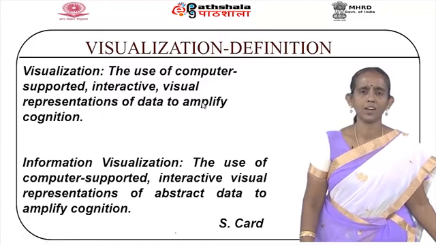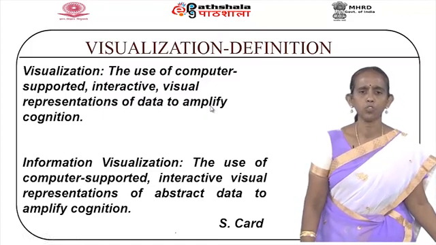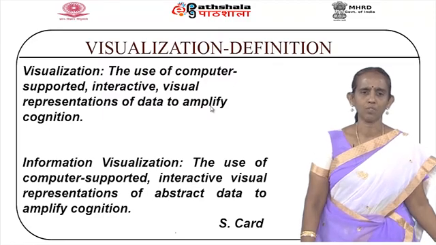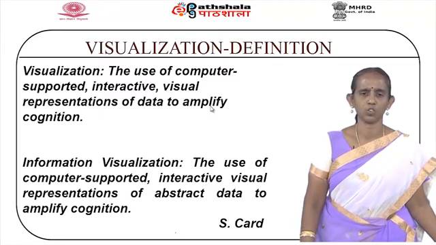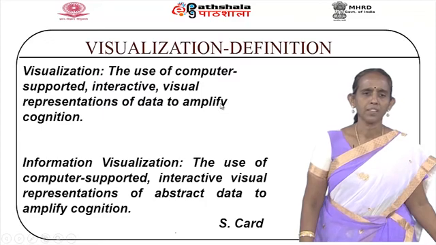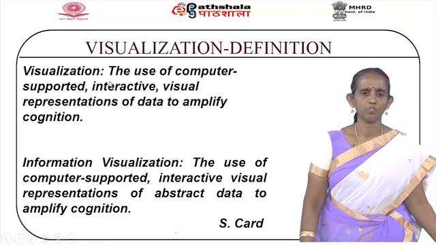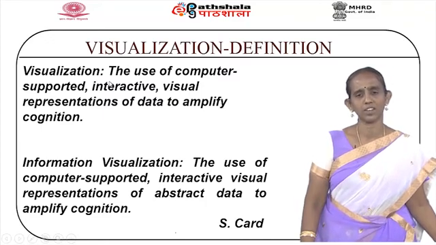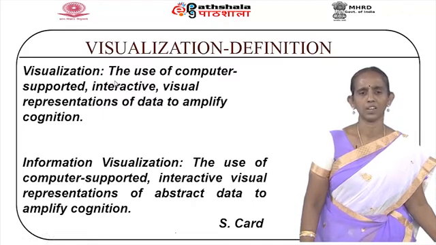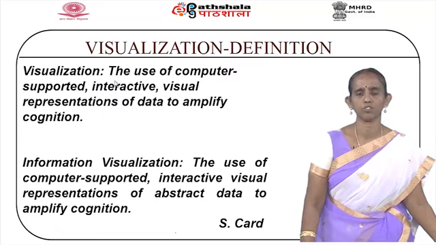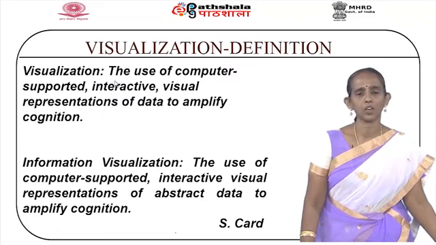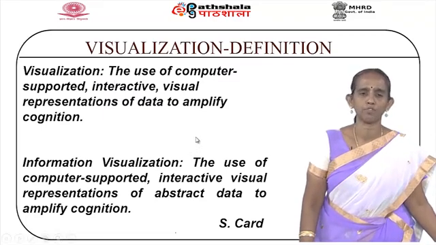So the entire definition goes like this: the use of computer-supported interactive visual representations of data to amplify cognition. This is what visualization is. Information visualization is given as the use of computer-supported interactive visual representations of, instead of data, here they call it abstract data, to amplify cognition.